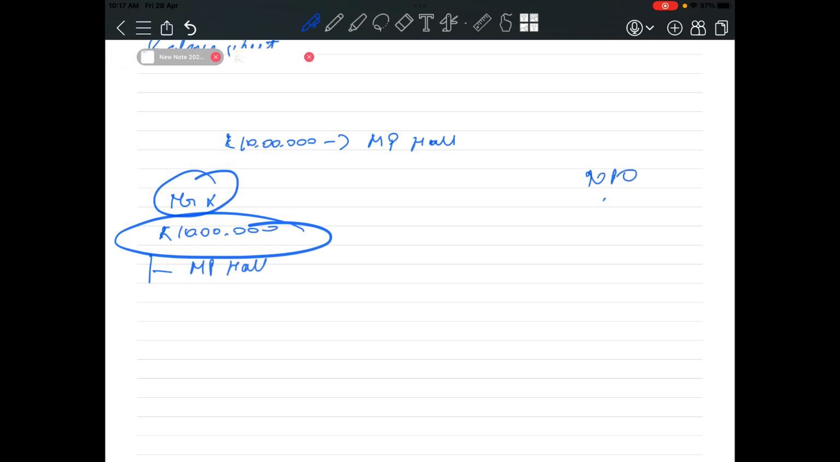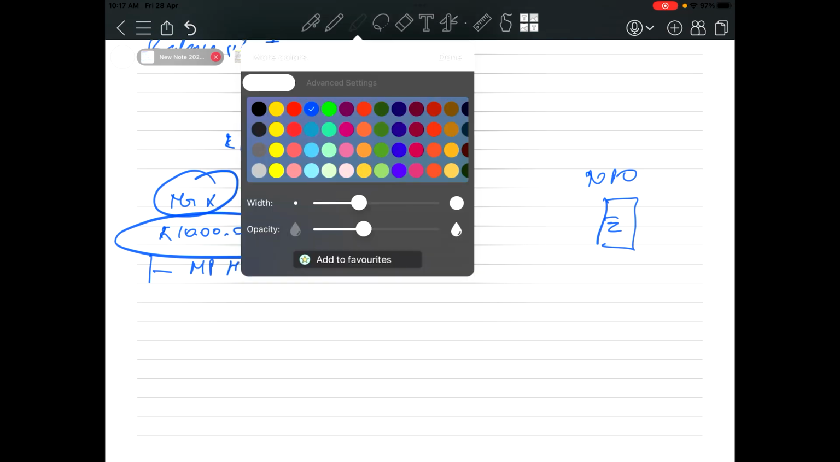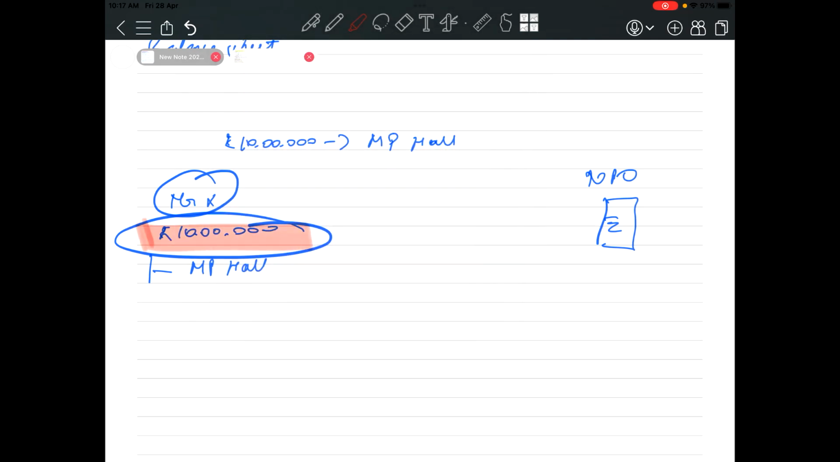Mr. X has given a donation of 10 lakh rupees for construction of a multipurpose hall, and say for example there is an organization. The organization has misused this donation. So what will happen now? The organization will have to pay back the donation amount to Mr. X.